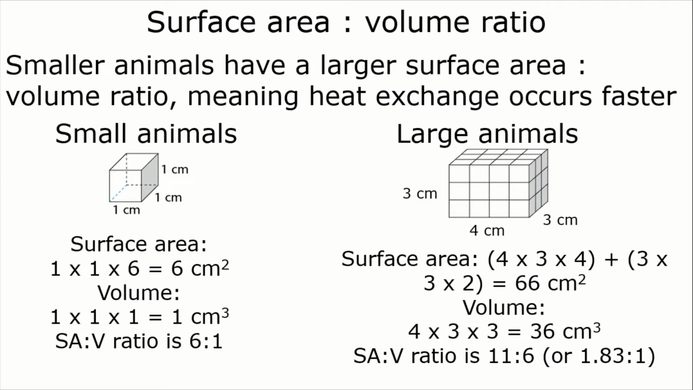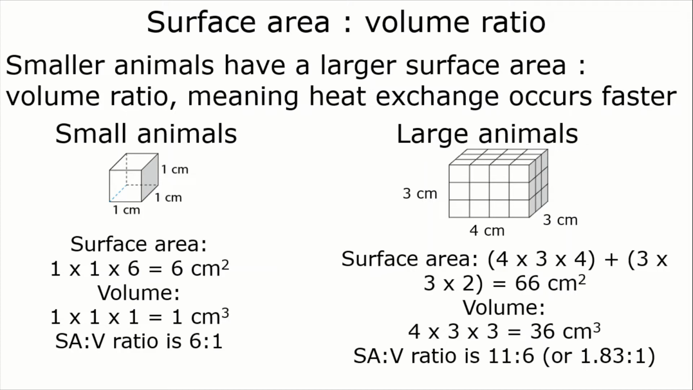So we've just worked out our surface area is 66 centimetres squared. And now when we have a look at our volume, it's 4 times 3 times 3, which is 36 centimetres cubed. So our surface area to volume ratio is 11 to 6, or 1.83 to 1. So we can already see that our surface area to volume ratio in our larger animal is much smaller.